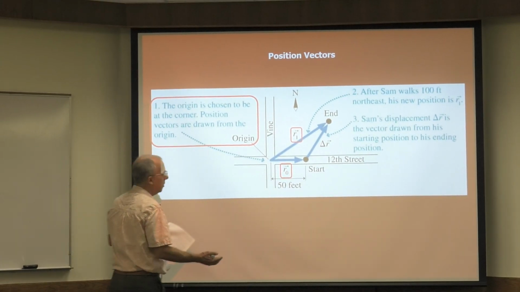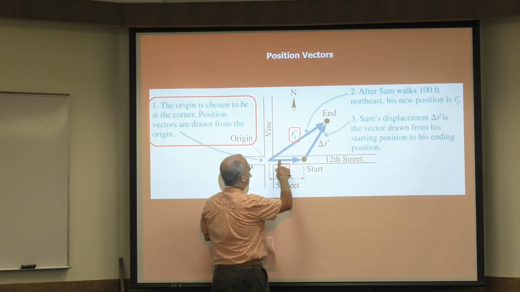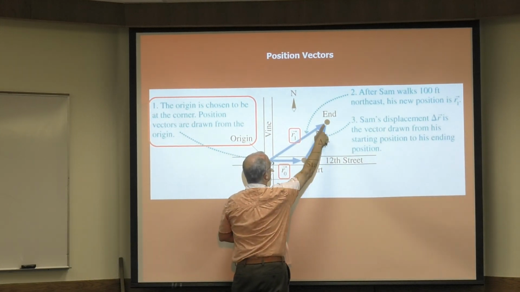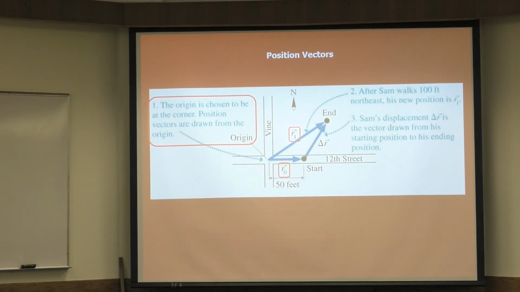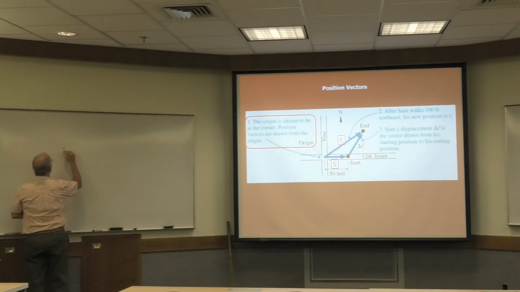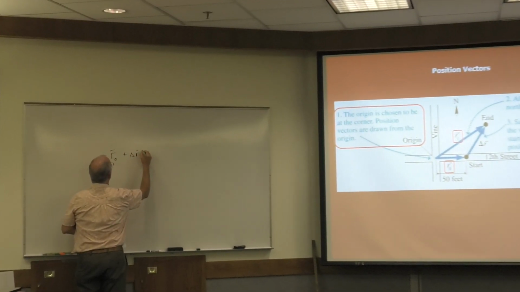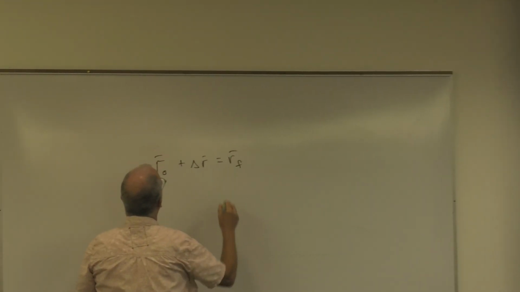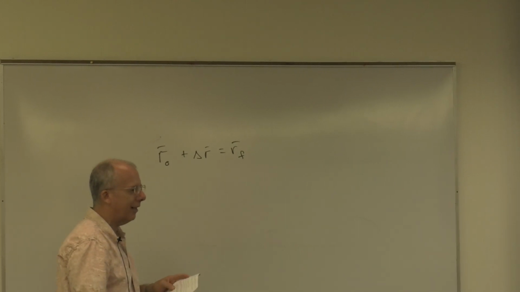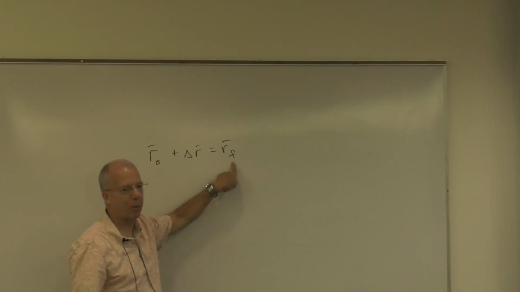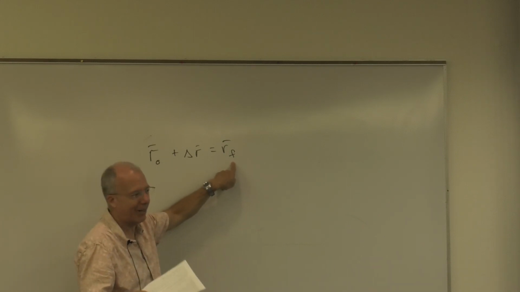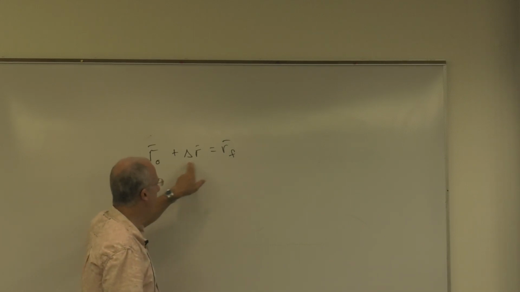Okay, so this is just vector addition, right? This plus this equals that. Now, let's just write it down. So R0 plus delta R equals R final. Now, what does that mean? It means you start somewhere, you move, and you end somewhere else. Doesn't that sort of make sense? Of course it does. Start, move, and end.